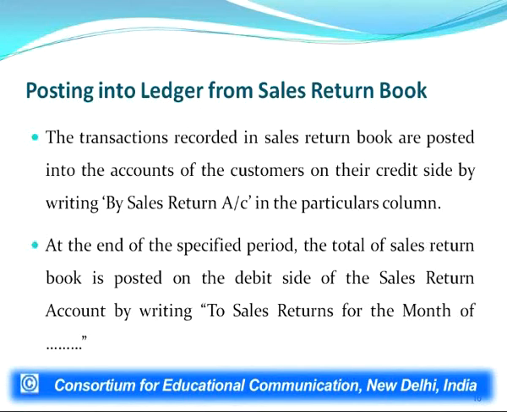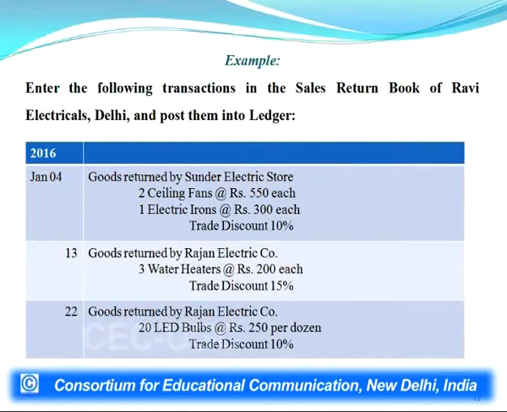And in a particular column, we record the sales return for the month of January, February, March, whatever it is. Now, one example for this. Three transactions of goods return are given here. In the first transaction, Sundar Electric Store has returned 2 ceiling fans and 1 electric iron.